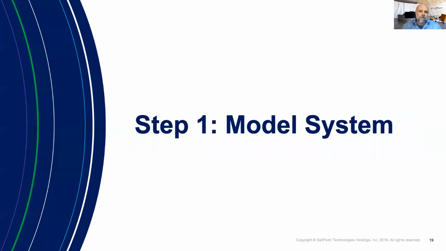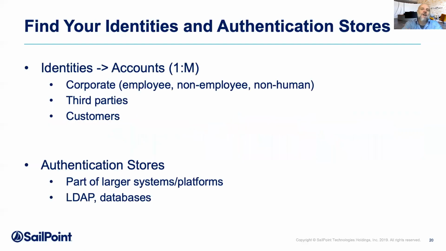So let's start with step one, modeling your system. Here, the system is your identity infrastructure. So how do you do that? How do you model your identity infrastructure? Well, it helps if you know where your identities can do things, right? We talked about identities have access to resources. Well, the access is usually granted through an account, and the level of access, the specifics of what they can do, are all the entitlements associated with those accounts.